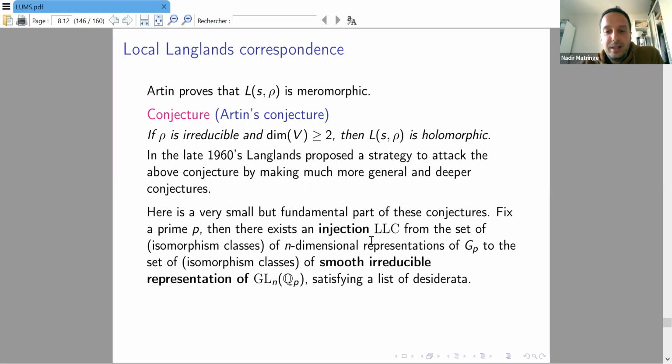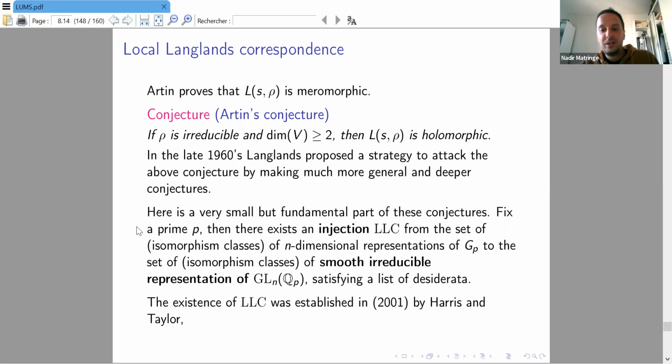So the LLC claims an injection between these two sets, satisfying a long list of properties. And it is now a theorem. It has been a theorem for a bit more than 20 years now, due to the mathematicians Harris and Taylor, and also Guy Henniart, who very quickly after them gave a simpler proof of the existence of this local Langlands correspondence.